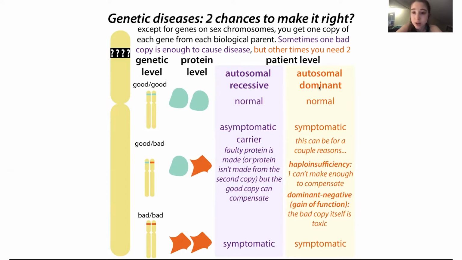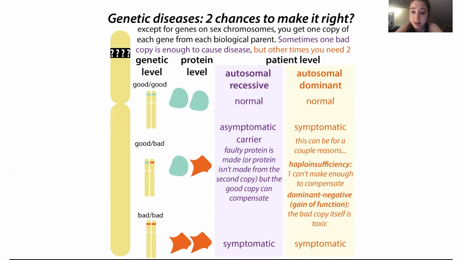And we can also have an autosomal dominant disease. In this case, you only need a single bad copy. And so basically 1 good copy isn't good enough. There could be a couple different reasons for this. One of them is this thing called haploinsufficiency. Basically, one copy can't make enough of whatever is needed. It's not enough of the good thing to do whatever the protein is supposed to be doing. So if the bad copy is dysfunctional, then you don't have enough protein to do whatever the functions are supposed to do.